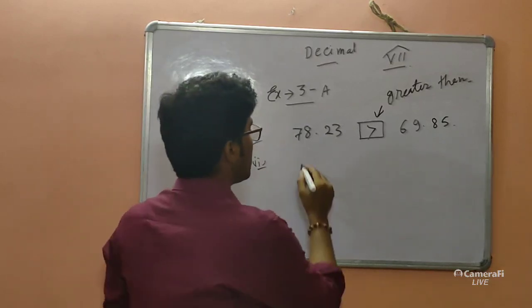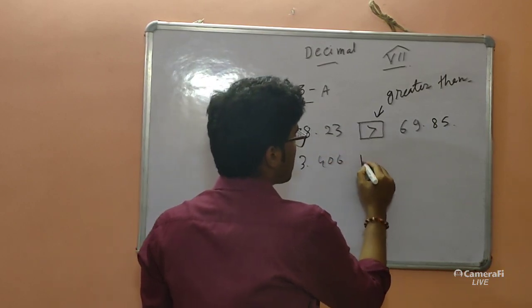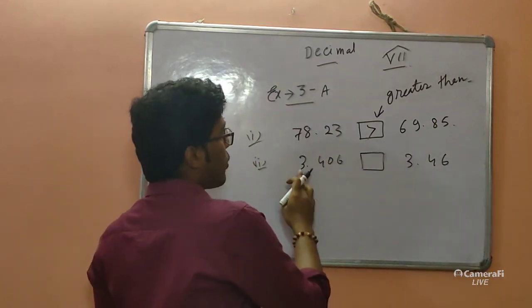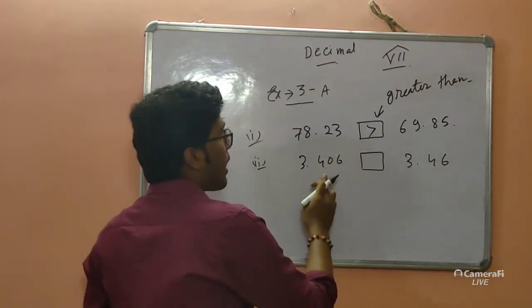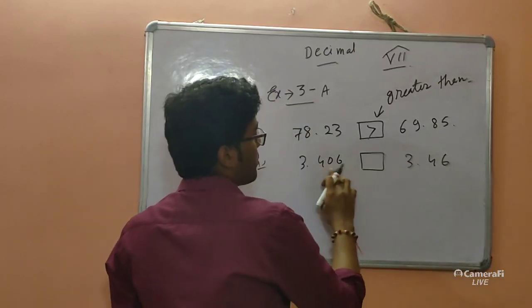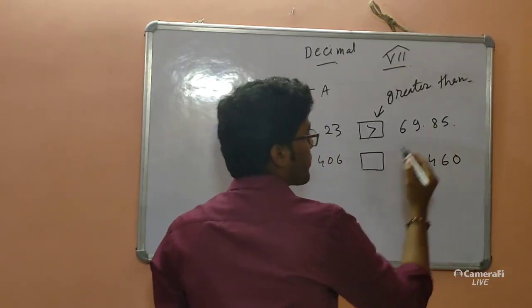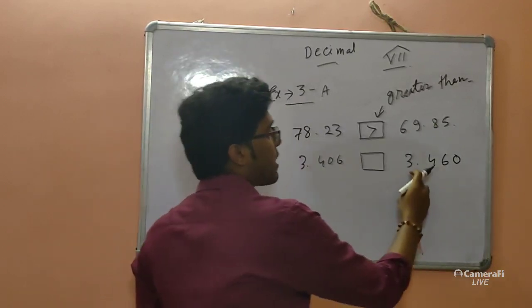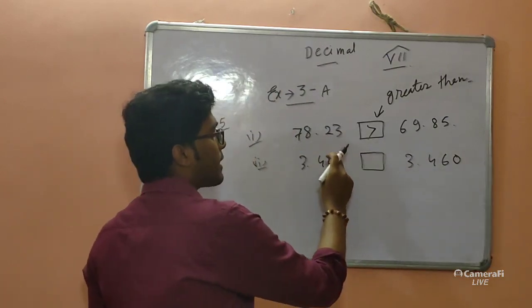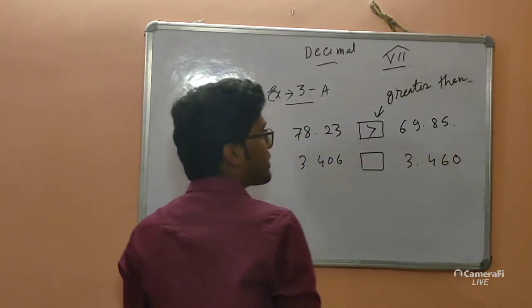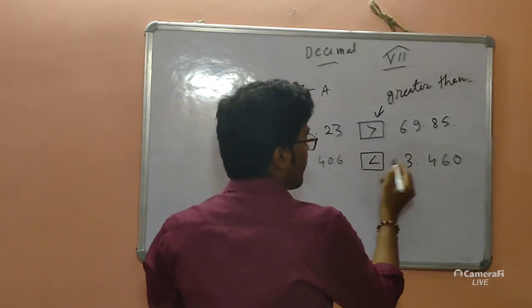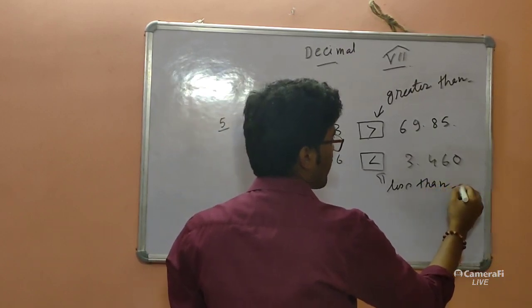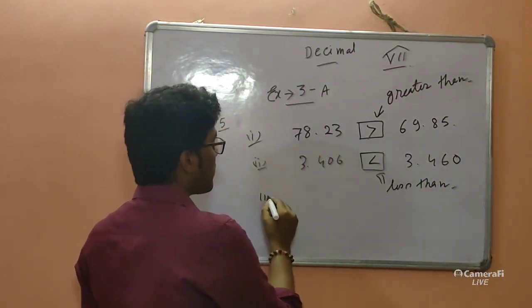3.406 and 3.46. So see the whole number part, 3 and 3 they are same. Now make them like decimals. Here it is 3 digits after the point, so make it 3 digits. Now you check after the point, 406 and 460. So which is greater, 406 or 460? Obviously 460 is greater, this is less, so we give this sign. This is the less than sign. Okay, let us do the next one.